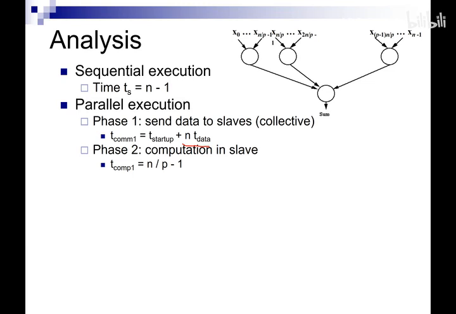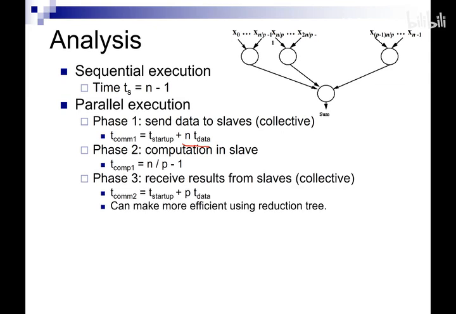Next, we're going to do the computation. Each slave has n divided by p values, so let's say the computation time is just n divided by p, minus 1 because you do one less addition. And then finally, we're going to get back all of the results from the slaves. We're going to get back p values, and we do a reduce to get back those values.